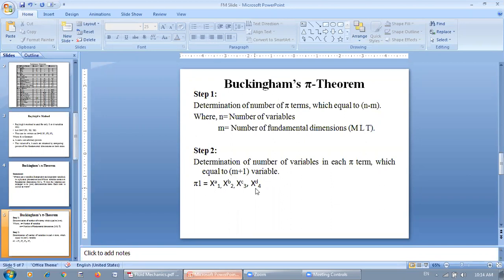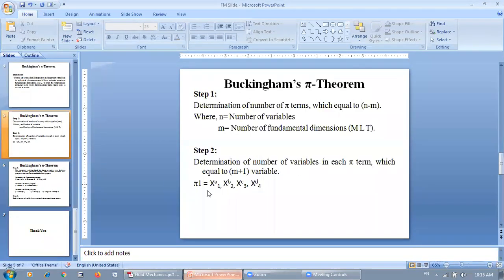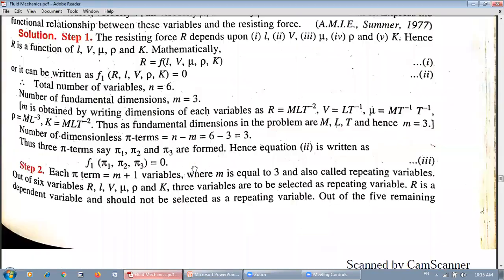Okay. So in each item there are 4 variables, x1, x2, x3 and x4. Within these 4 variables, there are 3 repetitive variables. There are 3 repeating variables and 1 non-repeating variable. Okay, so we can go with the second.